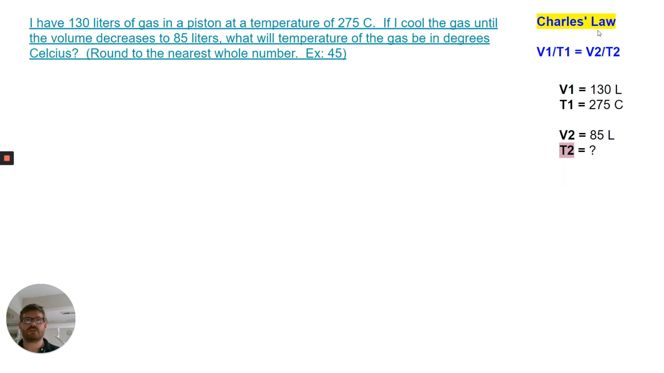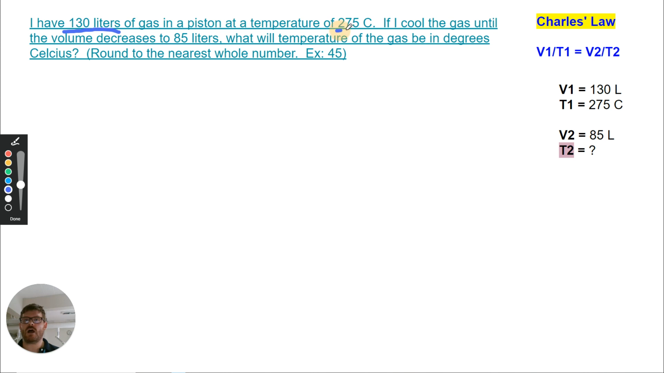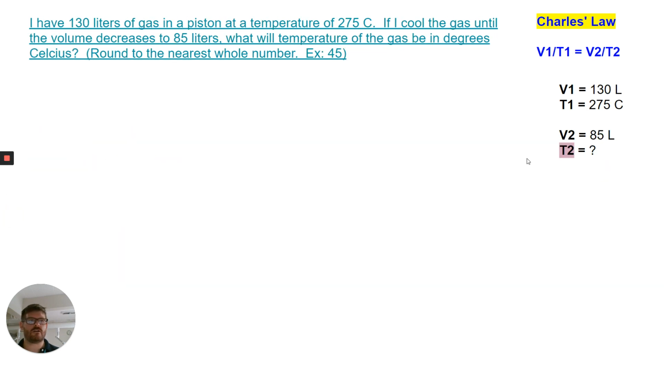Next one, still in Charles' law up here, but we can verify by identifying the numbers that we have, the measurements. Here we've got a volume in liters, a temperature in Celsius, and then another volume in liters. So volume and temperature, that's Charles' law. Oops, looks like I missed a slide. That's okay. And then I've already assigned those numbers into my variable slots here.